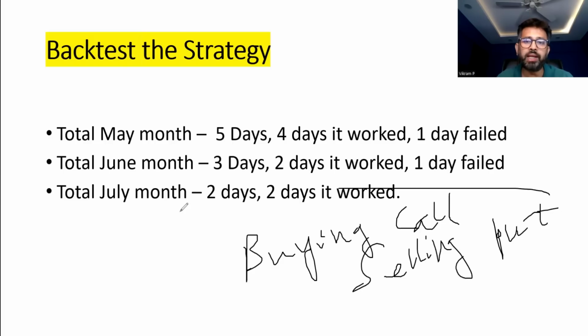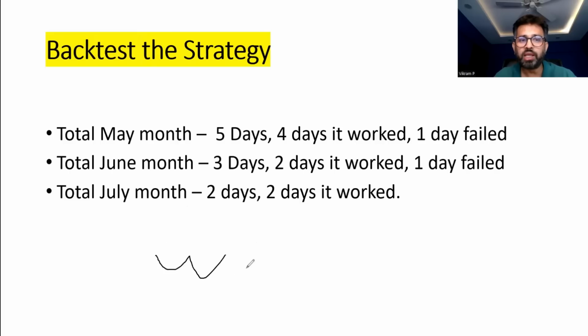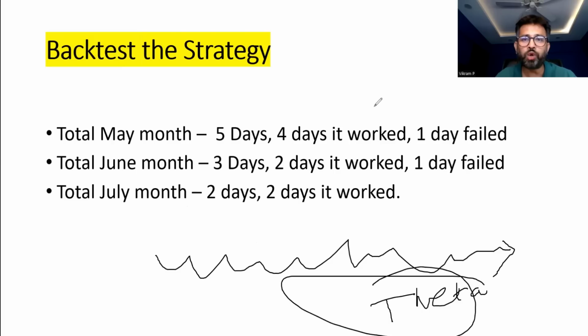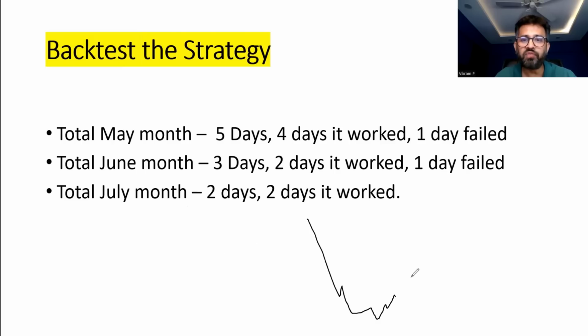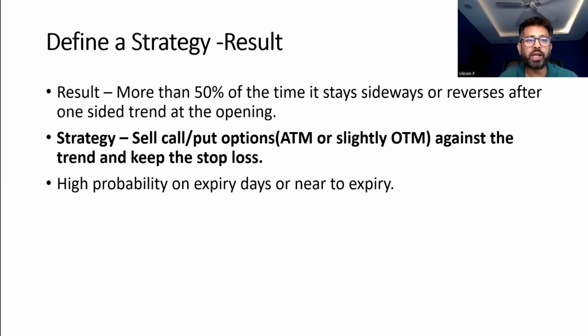good high probability trades. Why? Because when you sell put option, even if the market stays sideways, because of the theta decay, you make profit, right? But if you buy call option and it doesn't make this kind of bounce and it stays sideways, you will keep losing money if you have bought out of the money call option because of the theta decay. Finally, what is the result of this strategy?